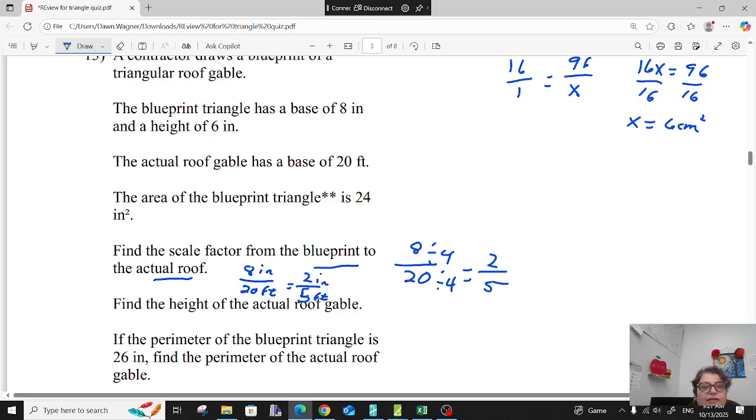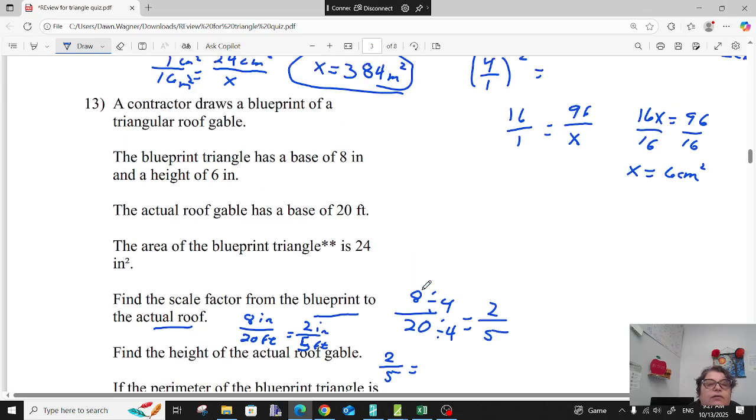Okay. What's the height of the actual gable, the roof gable? So 2 over 5 has to equal the height, which is 6 over x. So you cross multiply and you get 2x equals 30. So then x is equal to 15. And that would be feet.